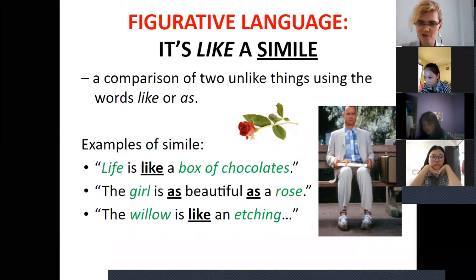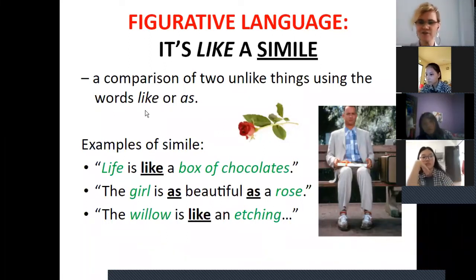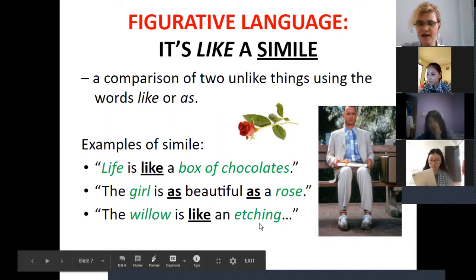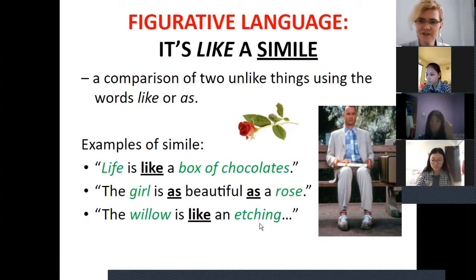Life is like a box of chocolates. That's from the movie with Tom Hanks, right? The girl is as beautiful as a rose. The willow is like an etching. So here, life is compared to a box of chocolates, the girl is compared to a rose, and the willow is compared to an etching. So we use like and as, and that gives a deeper meaning because we will imagine that object that it is compared to.